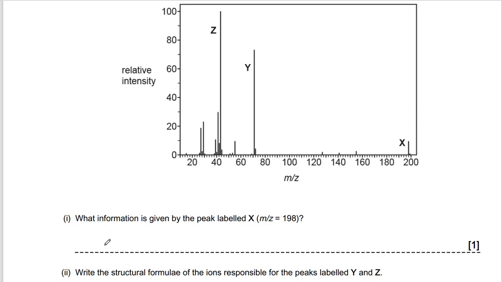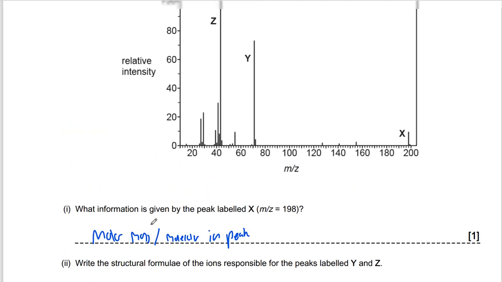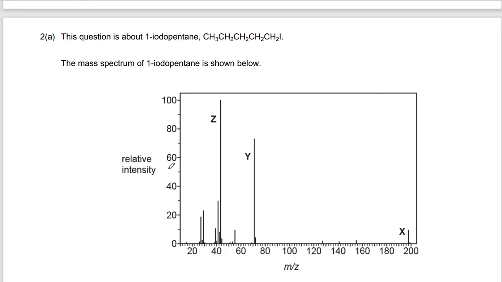It's the molar mass, the molecular ion peak. So you can just write molar mass or molecular ion peak. Nice and straightforward. And then it says write the formulae of the ions responsible for peaks labeled Y and Z, and it tells you what the m/z is. You haven't got to look it up. So one's got 71 and one's got 43. So 1-iodopentane.